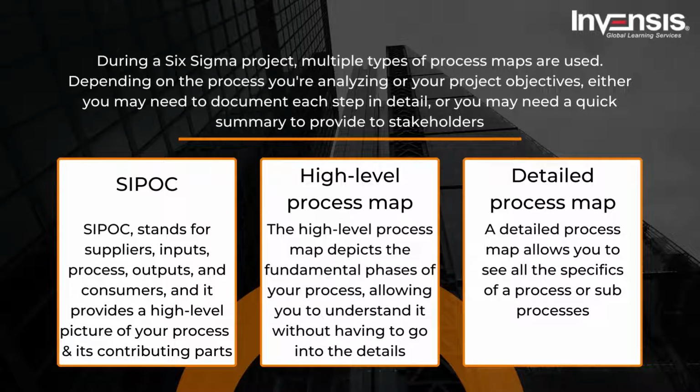The high-level process map depicts the fundamental phases of your process, allowing you to understand it without having to go into the details. This map is useful for dealing with executives or managers, since they often need to understand the big picture but may not necessarily want process-specific details.